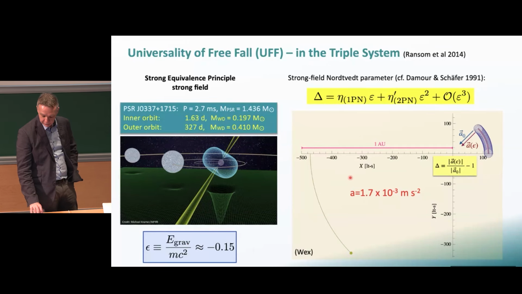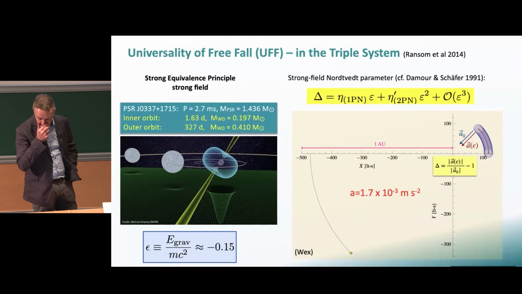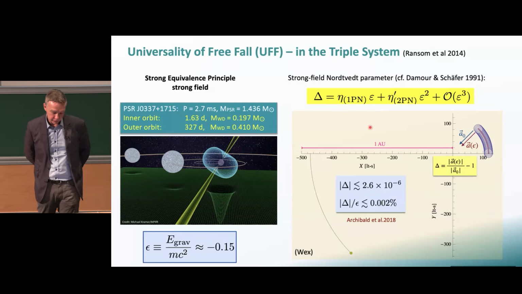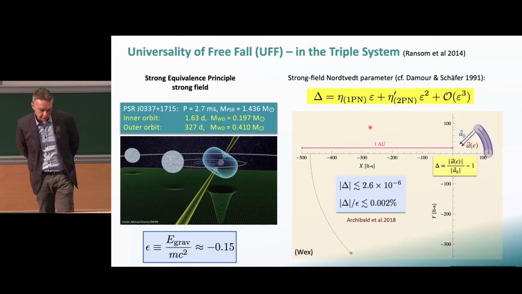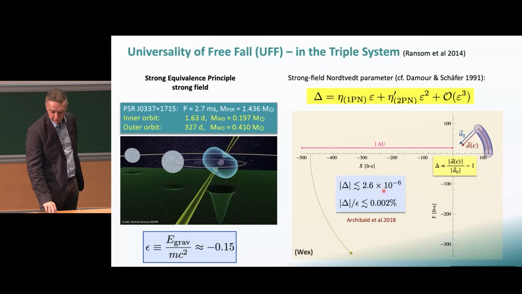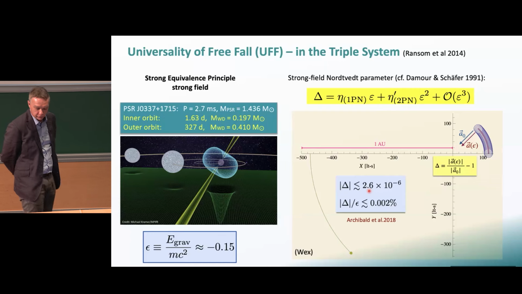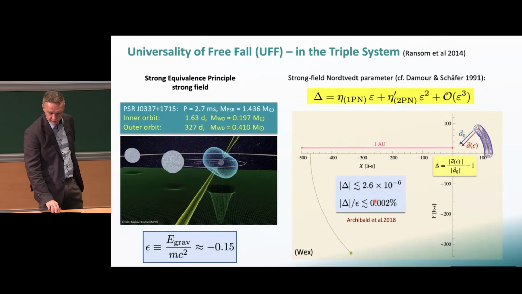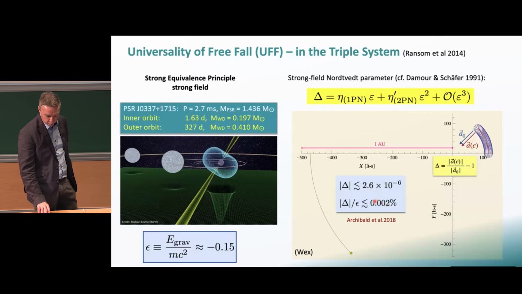And you basically do the same way as we do lunar laser ranging, but in a strong field equivalent. And this is a test that was first done by Archibald with a team that discovered the triple system, which was discovered by the GBT, and they get this beautiful stringent limit on the violation of the universality of free fall. And if you divide this by the self-energy, this test is actually better than lunar laser ranging.